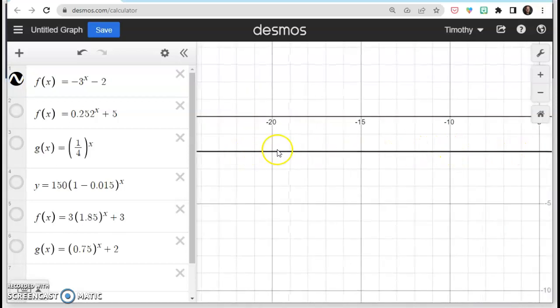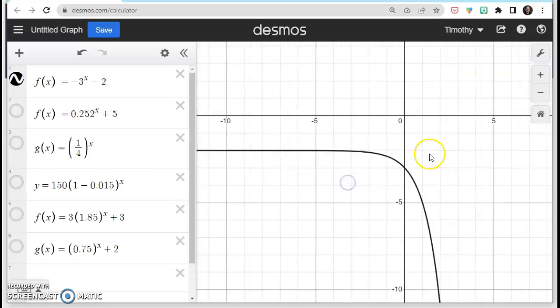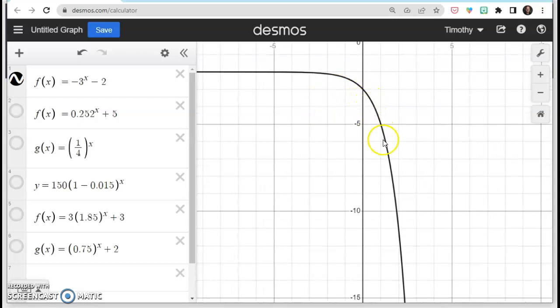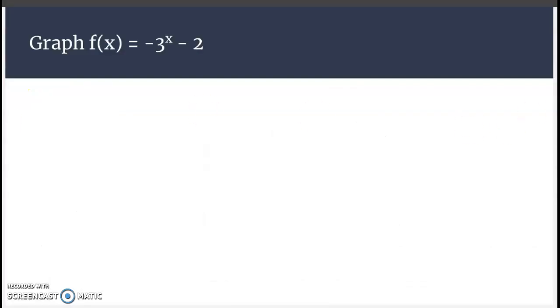It comes to a horizontal line. There's almost a horizontal asymptote, we call it, at -2. The line gets really close to it but never touches it. And then after that it just drops down and gets smaller and smaller. So that's what that exponential function looks like. Let's look at another one where we're asked to graph.